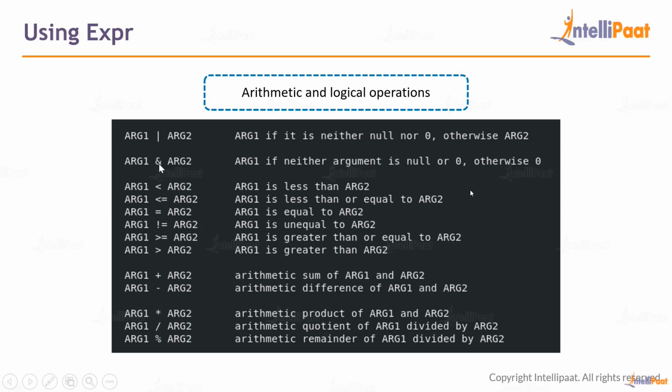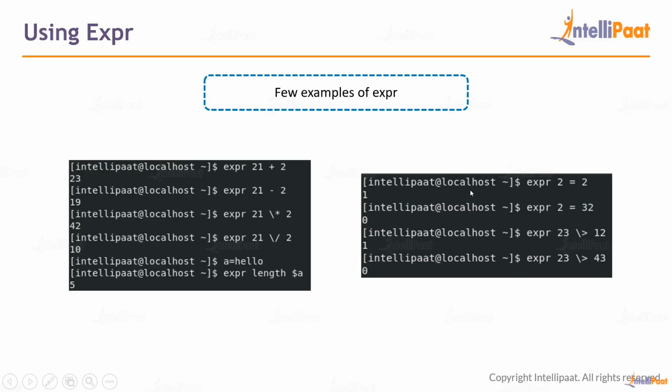And then this is an AND operation, and then argument 1 less than argument 2. If argument 1 is less than argument 2, it will give the number 1. If not, it will deliver the number 0. These are some logical operations. Then coming to arithmetic operations: plus, minus, you can see arithmetic sum, difference, product, quotient, and remainder. Moving ahead, these are some examples.